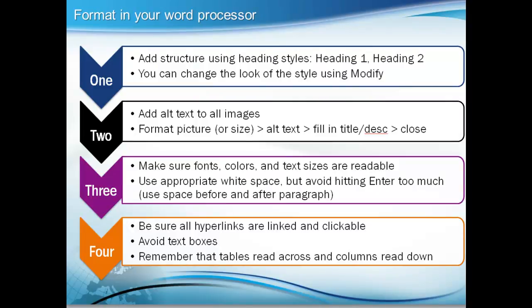So starting off in your word processor, definitely use heading 1, 2, and 3 styles to structure your document, and add alt text to images. So when a screen reader is reading it out loud, it will not just skip over the images, but actually have a title for the image. And making sure, of course, fonts, colors, and text sizes are readable for someone with low vision. And using appropriate white space, avoiding hitting enter too much, making sure hyperlinks are linked, avoiding text boxes, and also realizing that tables are going to be read by a screen reader in a different order than columns. So formatting your document depending on those few things.